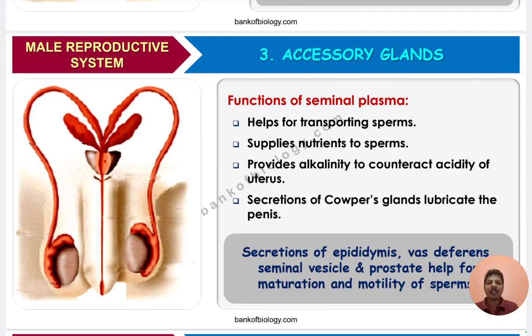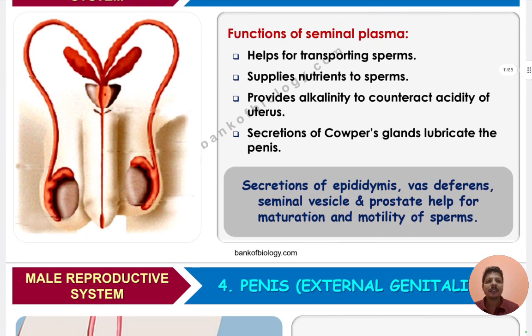Coming to functions of seminal plasma: first, it helps the transport of sperm; second, it supplies nutrients to the sperm; third, it provides alkalinity to counteract the acidity of the vagina; and fourth, the secretion of the bulbourethral gland lubricates the penis. Remember. Now some more points. Secretion of epididymis, vas deferens, seminal vesicle and prostate gland helps the maturation and motility of the sperm. Remember.